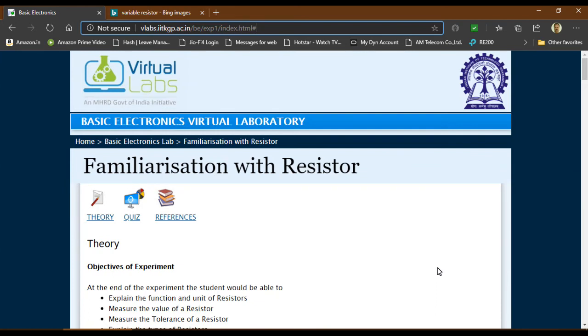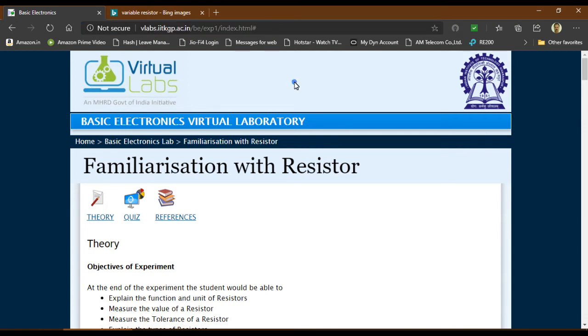Hello student, today I am going to show you how to familiarize with the resistors through a virtual lab experiment website from IIT KGP. To reach this website, you have to type this link: vlabs.iitkgp.ac.in/be/exp1, that means experiment1/index.html. Type this link in your URL bar and click enter.